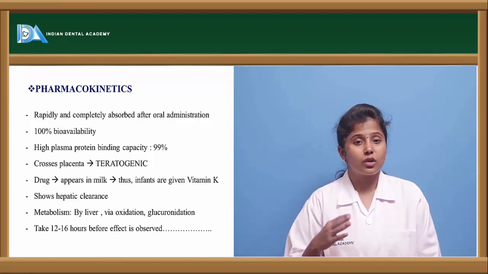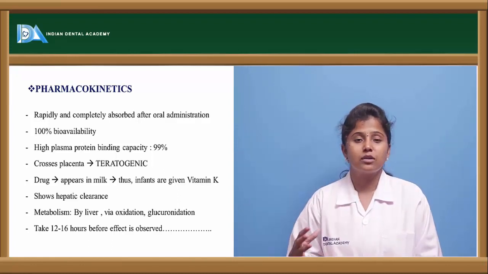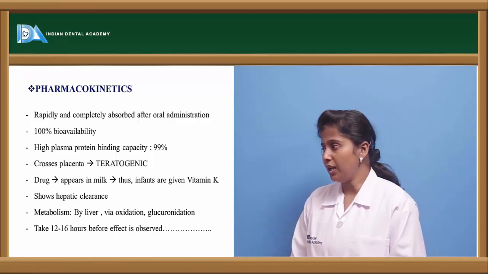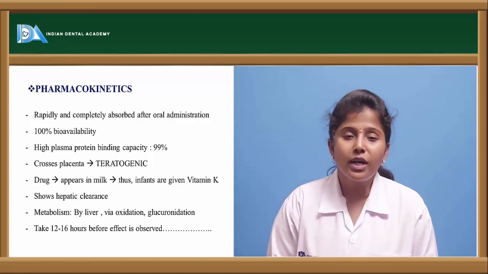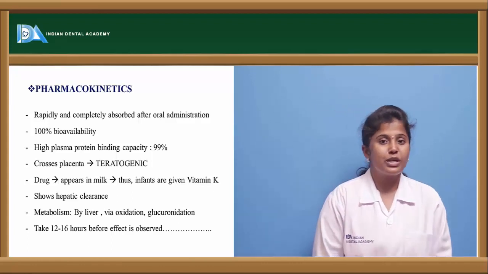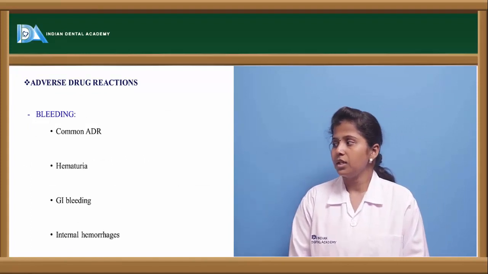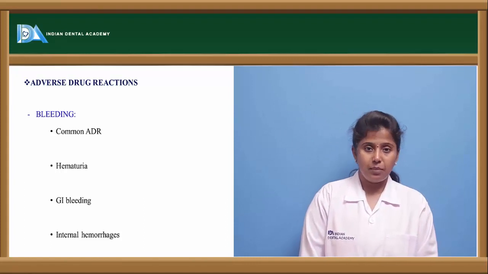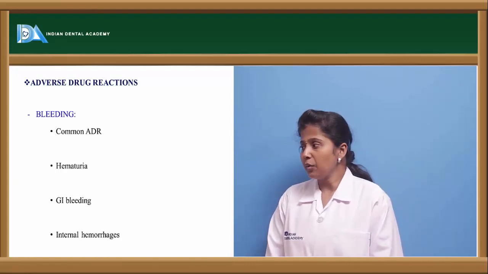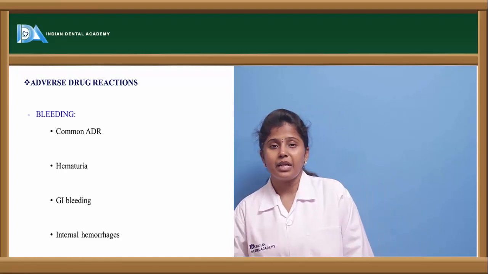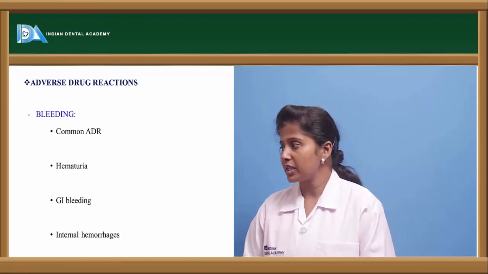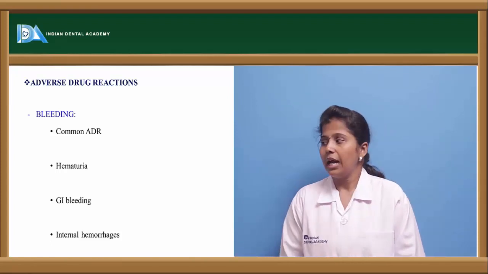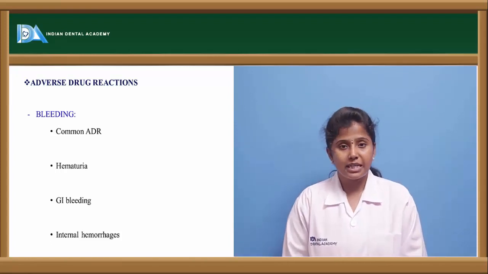So this warfarin is metabolized by the process of oxidation and glucuronidation in the liver, and it takes almost 12 to 16 hours for the warfarin to show its effect. So if we see the adverse drug reactions of warfarin, the common adverse drug reaction is bleeding. On long term usage it causes hemorrhage, and it even causes bleeding in the gastrointestinal region, and it causes internal hemorrhages, internal bleeding of the organs, hematuria. These are all the common side effects.